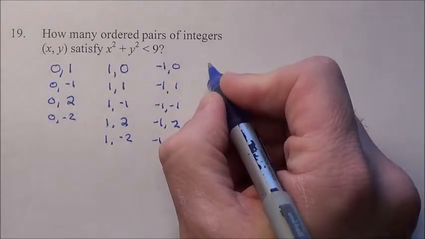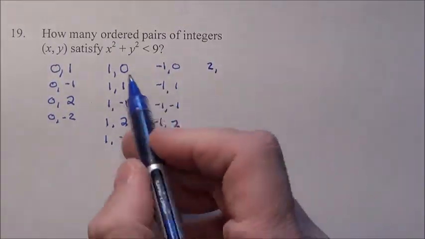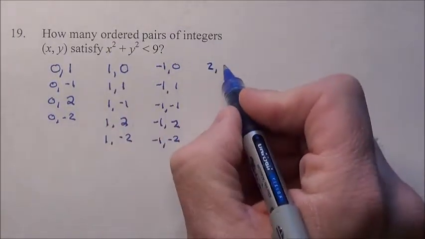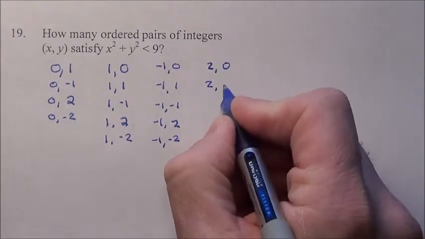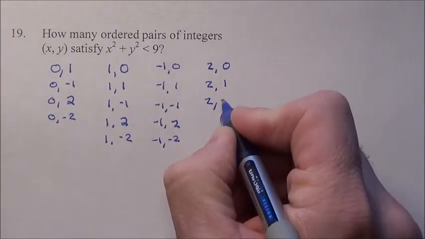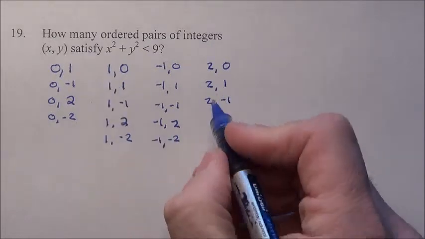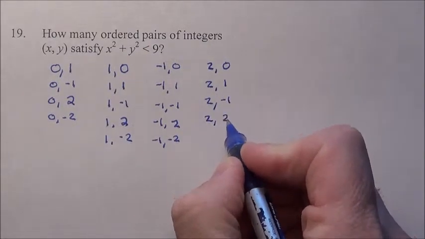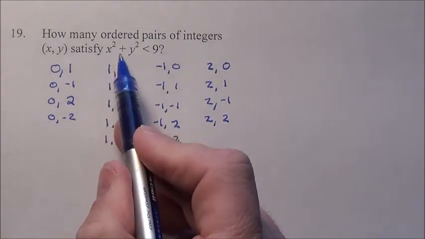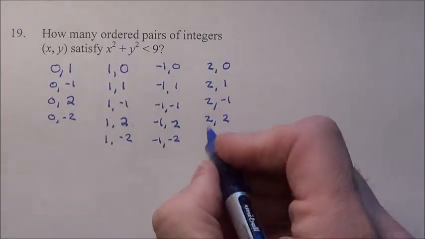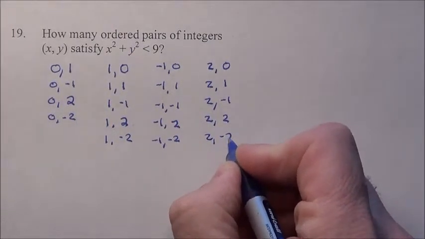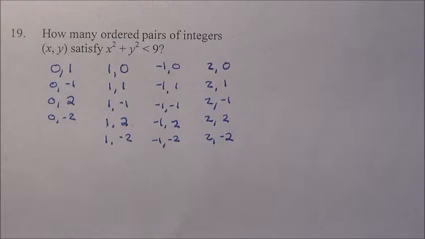Now I need to look at what about when x is 2. Well, if that's 2, that's going to be a 4. A 0 would work. A 2 and a 1 would work. A 2 and a negative 1 would work. And then what about 2 and a 2? Will that work? 2 squared is 4 plus 2 squared 4. That'll work. So 2 and then also the negative 2 would work, won't it?